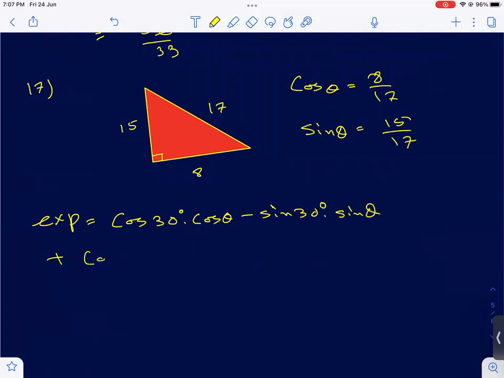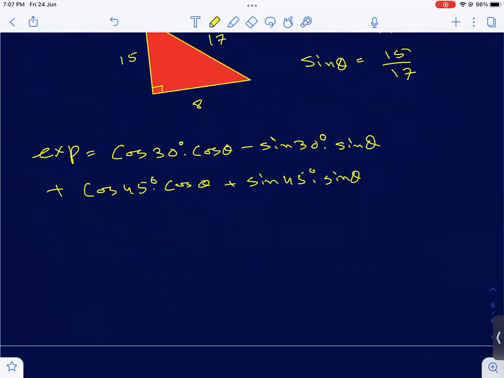So cos 45 cos theta plus sine 45 sine theta. Okay. Similarly, we are getting cos 120 cos theta plus sine 120 sine theta. Just put the value and we are getting the answer. Just I am telling you the answer. You must verify the answer.